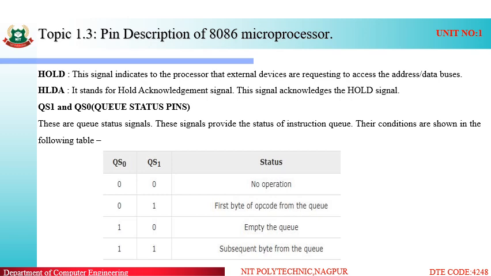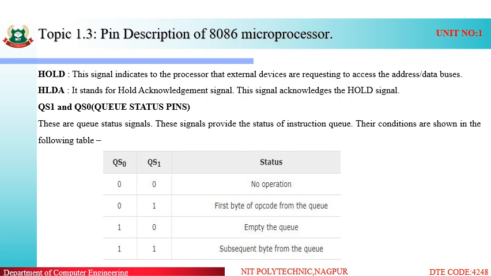When 00 is provided on QS0 and QS1, that means no operation is being performed. When 01 is provided, it is performing the first byte of opcode from the queue. 10 means the queue is empty. And when the status on the pins is 11, it performs the subsequent byte from the queue. So queue status pins are basically used to get the status of the queue.